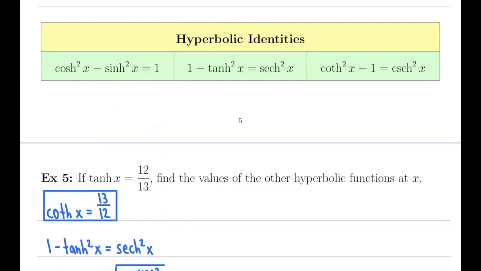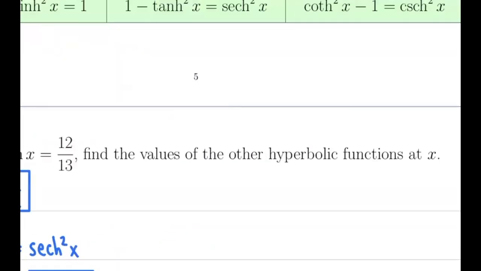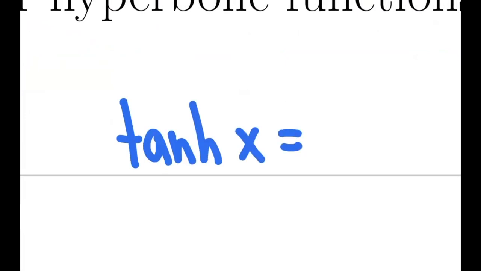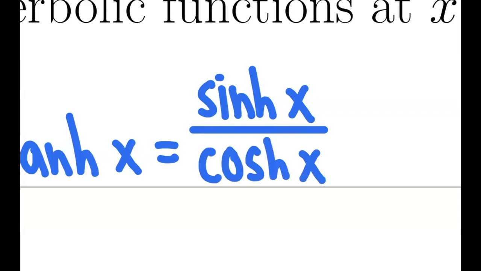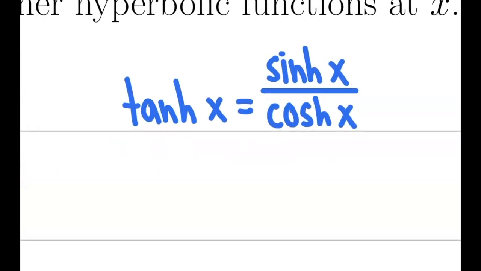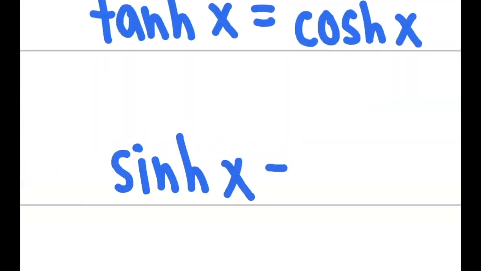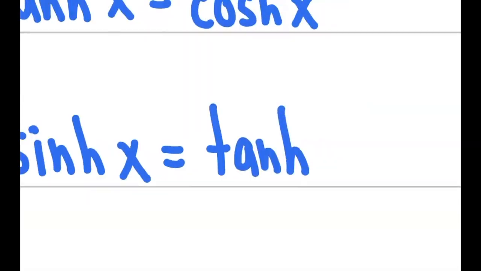Let's see. We could use this identity, but there's actually an easier way. We know that tanh is sinh over cosh. So I think that's a better way because you don't have to do square root and all that stuff. So tanh is sinh over cosh, and we want sinh. So I need to multiply both sides by cosh, and you'll get sinh is tanh times cosh.